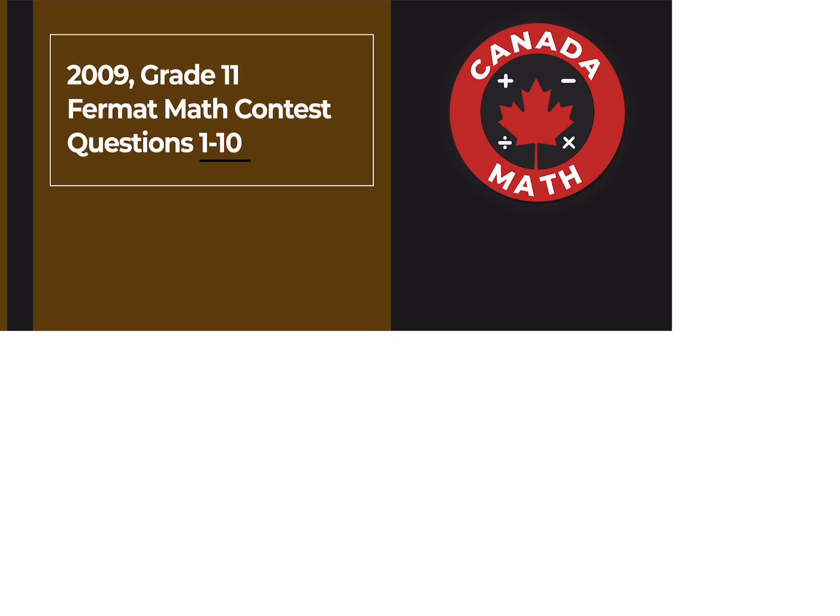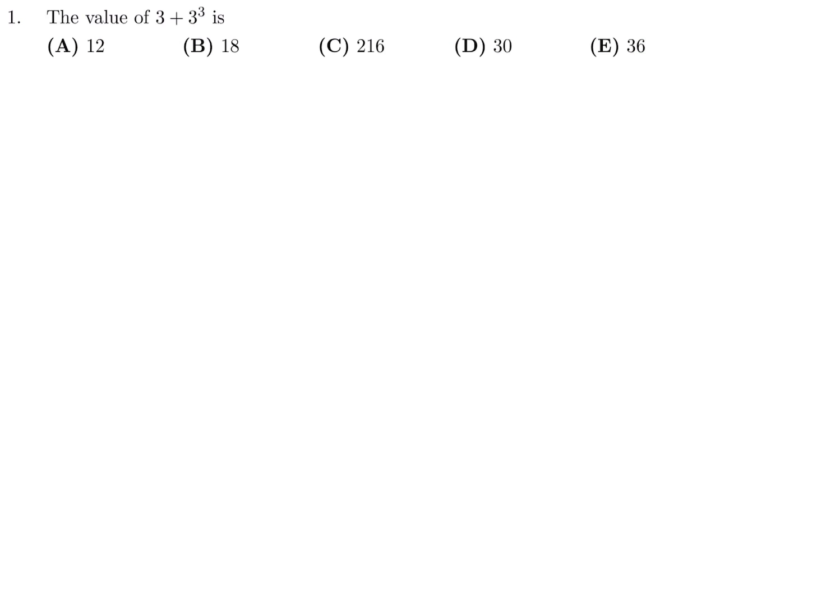Questions 1 through 10 on the 2009 grade 11 Fermat math contest. The value of 3 plus 3 to the power of 3: 3 to the power of 3 is 27. 3 plus 27 is equal to 30. So number 1, the answer is D.